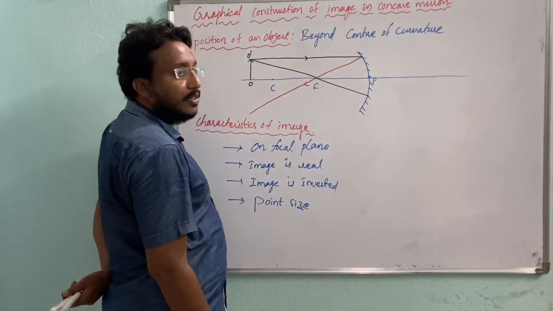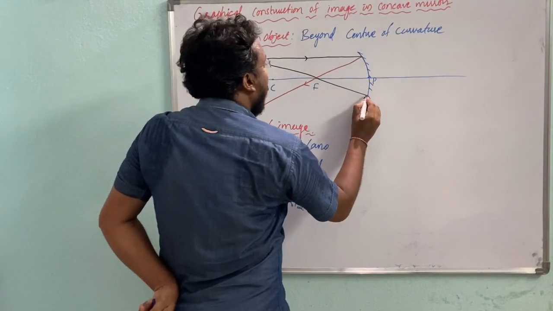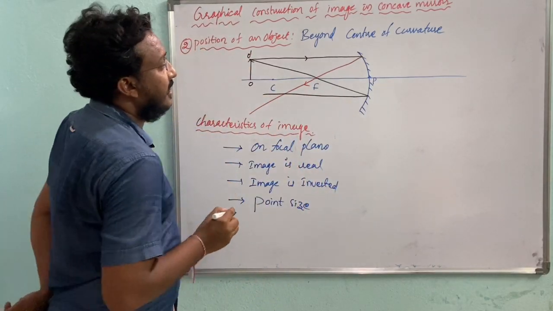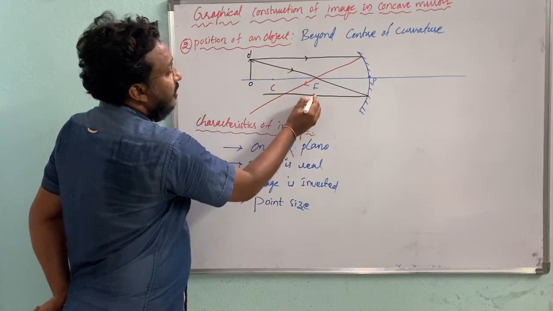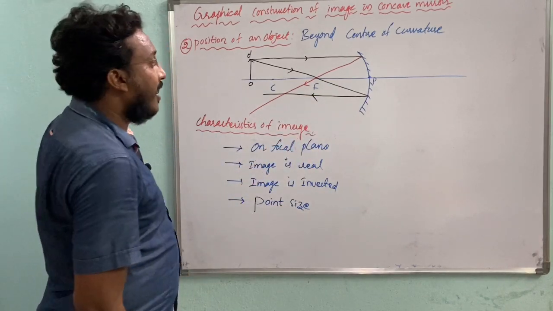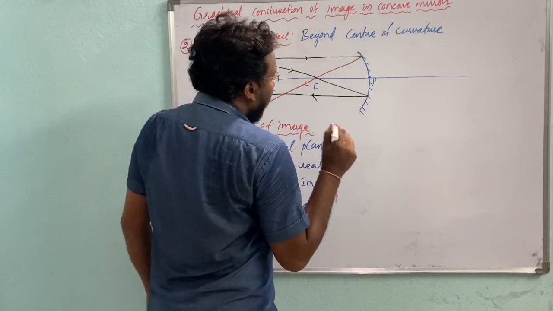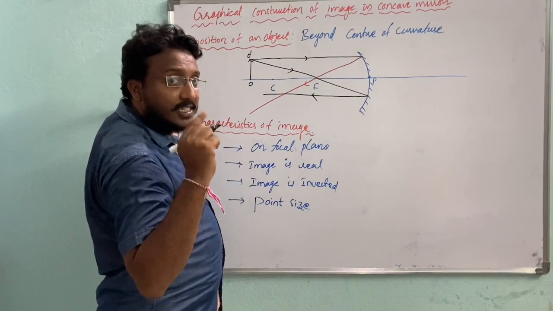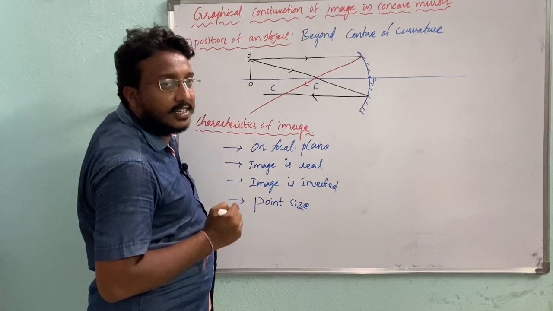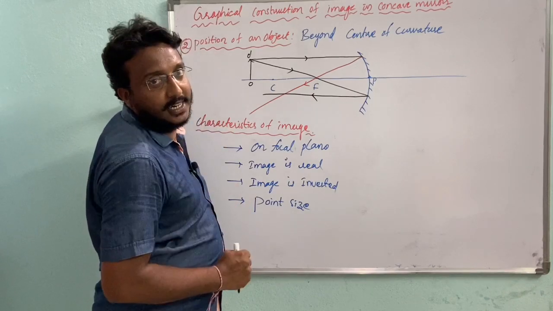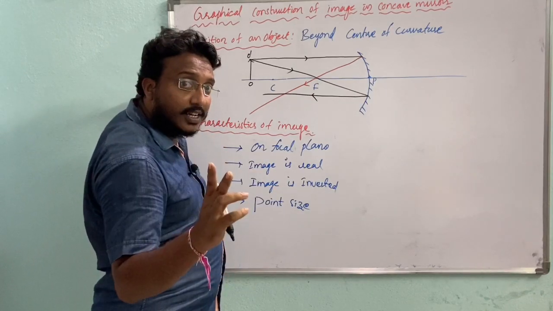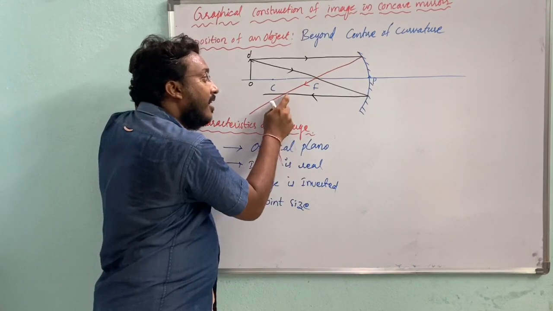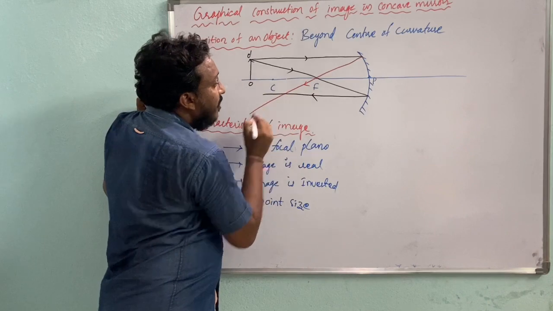Incident ray passed through the focus. Then after it passes, it goes parallel to the principal axis. Have you understood? Okay. Then where is the image formed? At the point of intersection of reflected rays. At the point of intersection of reflected rays, the image is formed. So where? Here. This is the point where the image is formed.